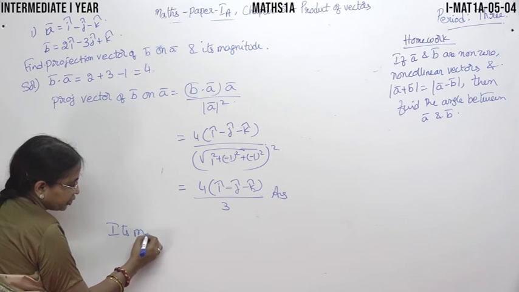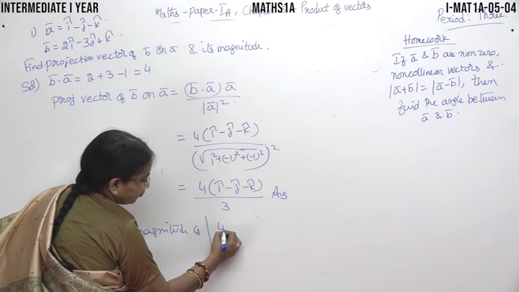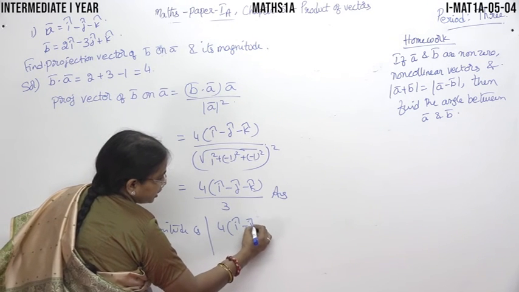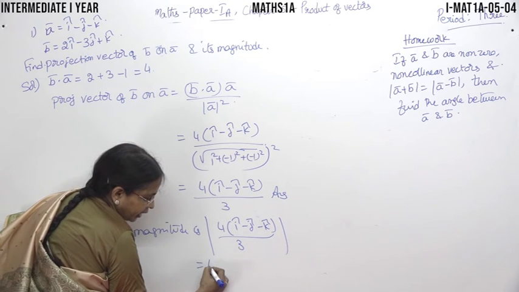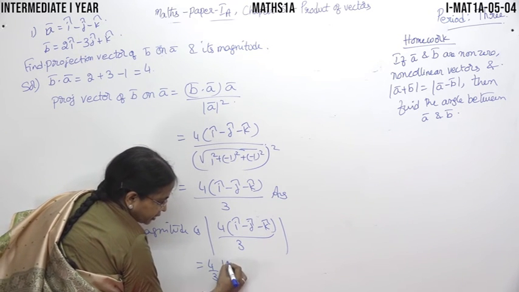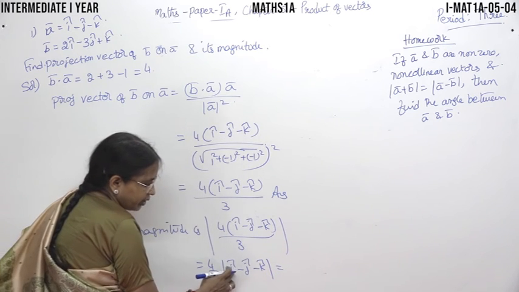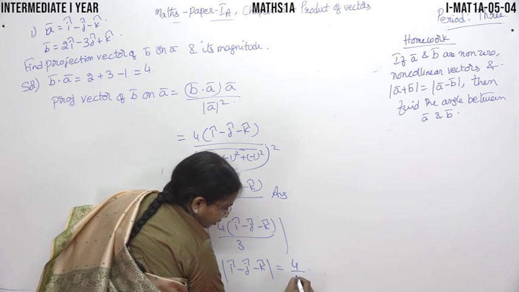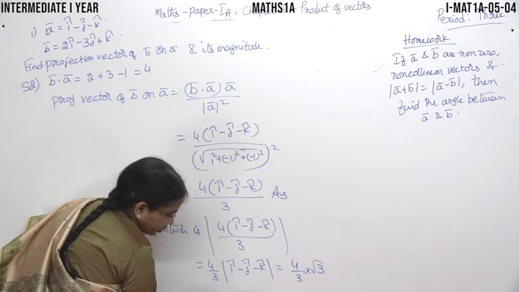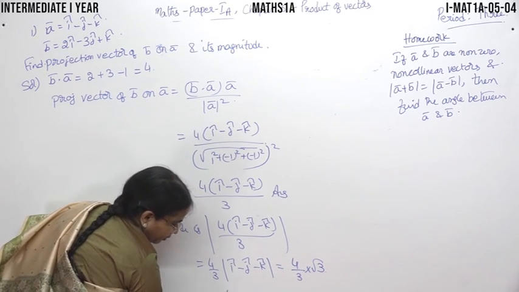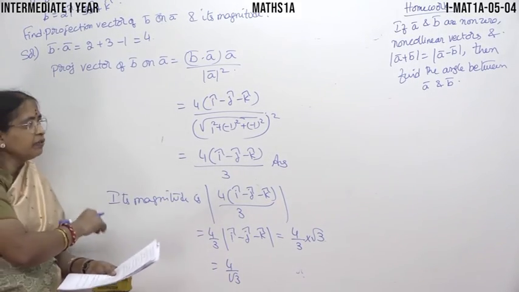So its magnitude is the modulus of 4 into I minus J minus K by 3. 4 by 3 is a number, so you can write it outside the modulus and just write the modulus of I minus J minus K, that is root 3. So 4 by 3 into root 3, so it is 4 by root 3. So its magnitude is 4 by root 3. So like this we do. Just learn the formula and do.